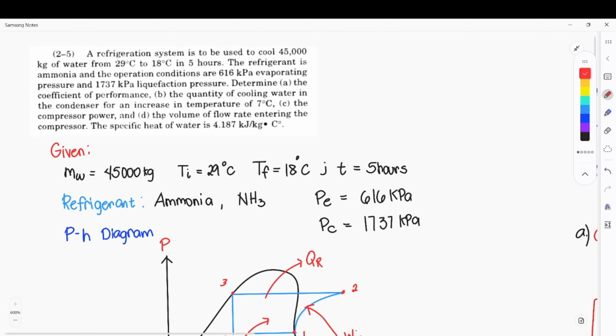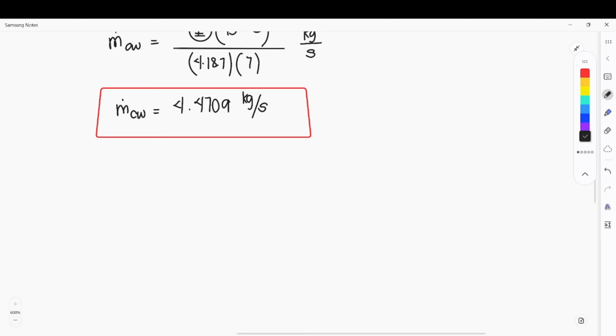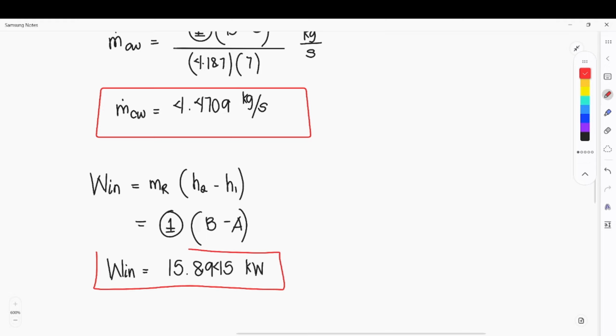Next, we are asked to find the compressor power or the work input by our compressor, and it is simply the mass flow rate of our refrigerant times H2 minus H1. So, again, just input your values. Pag nakuha na natin ang enthalpy, madali na lahat. So, you'll arrive with 15.8945 kilowatts. This is the work input of our compressor.